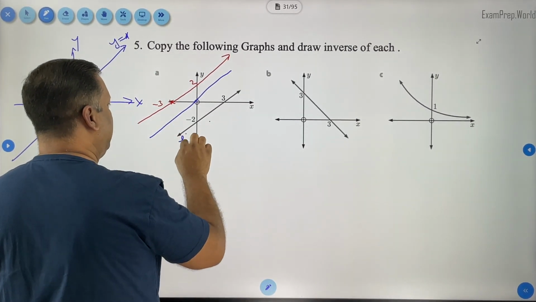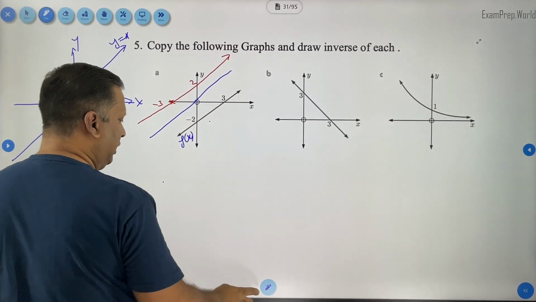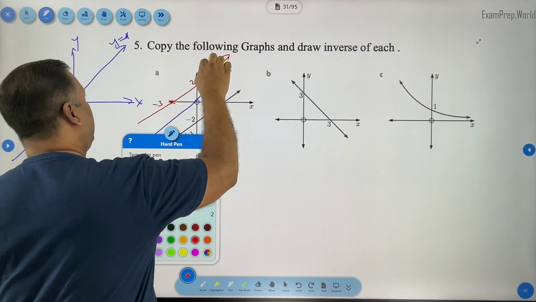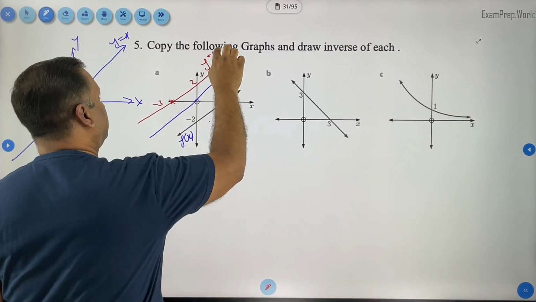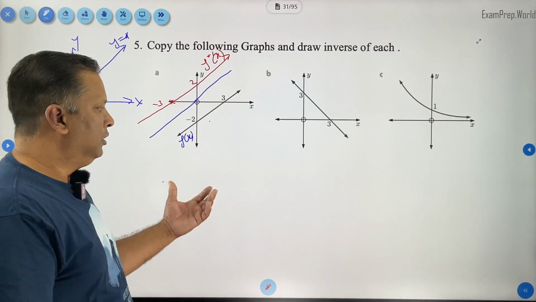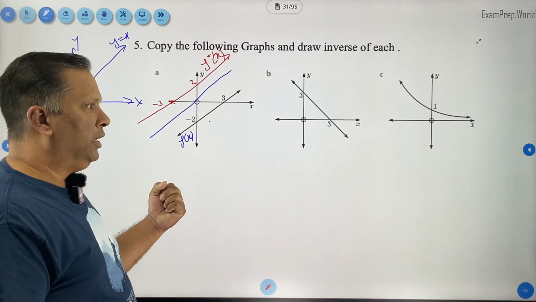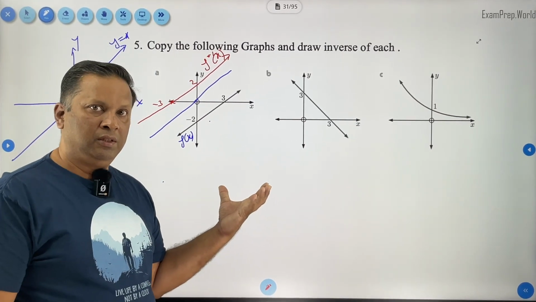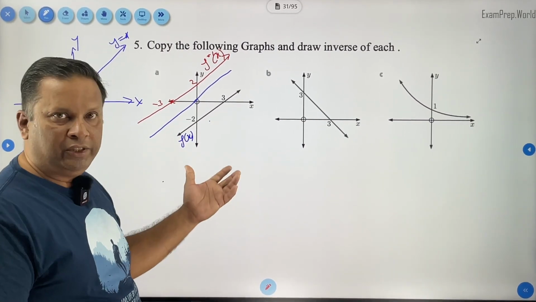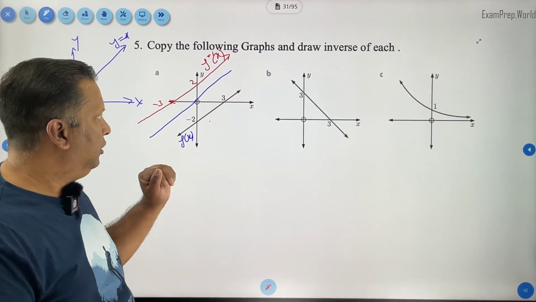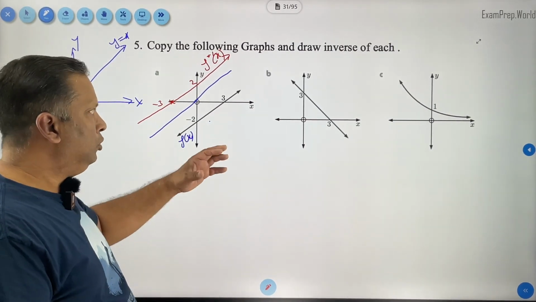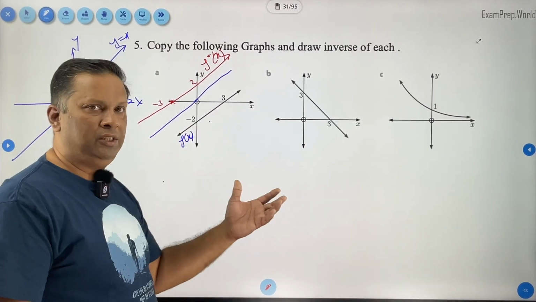If this straight line is f x, then the red line is f inverse x. I hope you understood. You just have to reflect it. This is f inverse x. Easy to understand. This you will learn better when you actually learn transformation of functions. There we do reflections, we do dilation, right? We do rotation, right? We do translation. So once you do that chapter, this will become very, very easy, right?